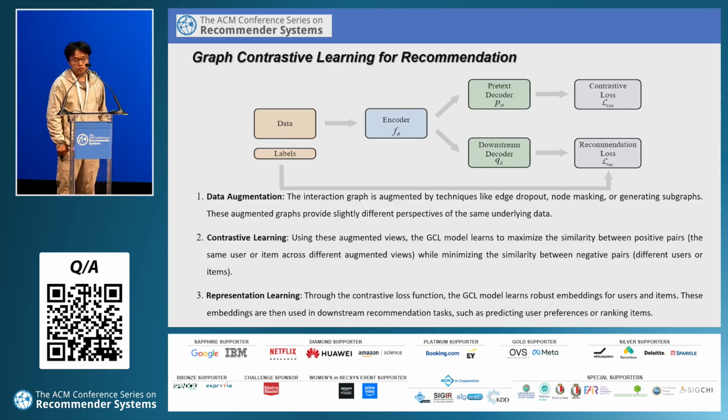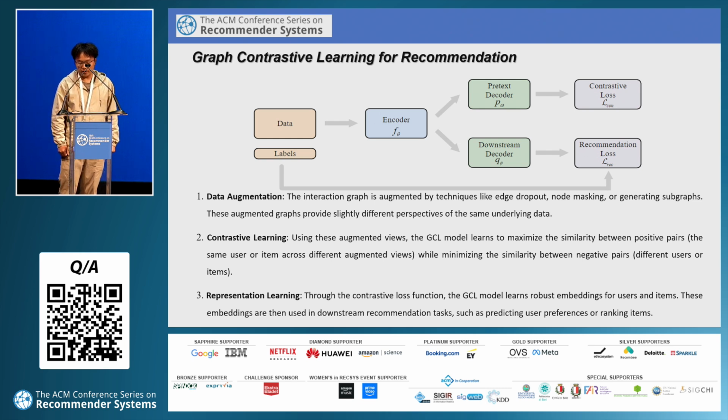Traditional recommendation models like collaborative filtering often suffer from data sparsity. These models require a large amount of user-item interaction data to generate accurate recommendations. However, in many real-world scenarios, user behavior data is sparse and new users or items further exacerbate this issue. This is where graph contrastive learning comes into play.